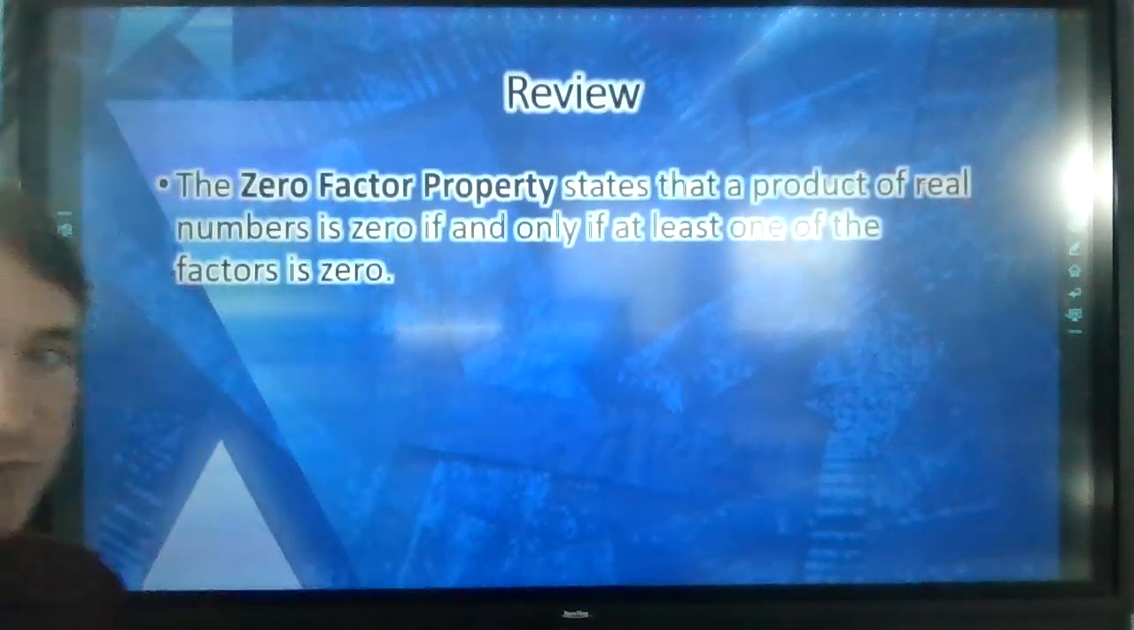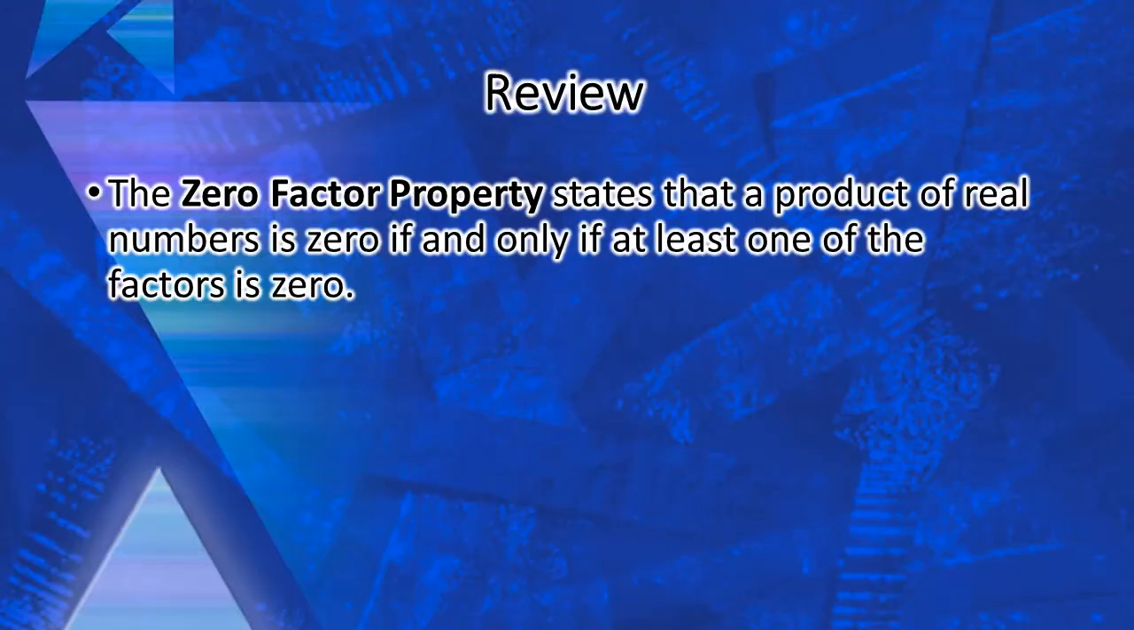Reviewing what we covered yesterday. The first thing we covered was the zero factor property, stating that the product of real numbers is zero if and only if at least one of your factors is zero. Does not matter which one. You could also have multiples, but if at least one of them is a zero, then the entire thing is going to be equal to zero because you're multiplying by a zero.